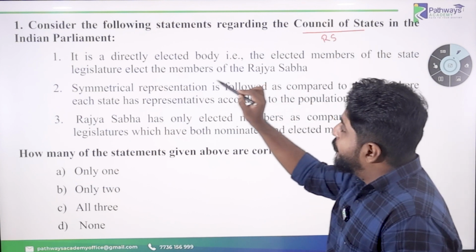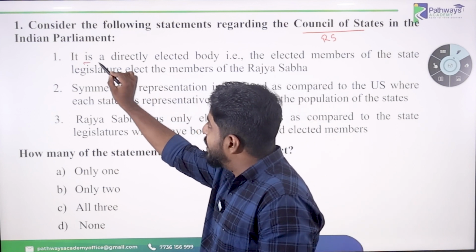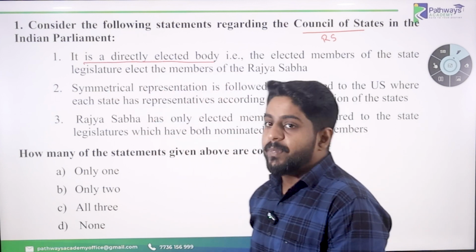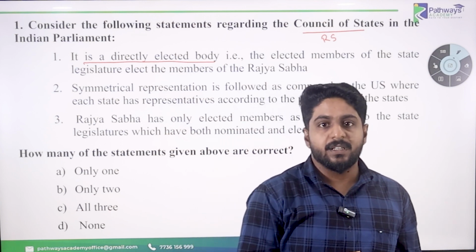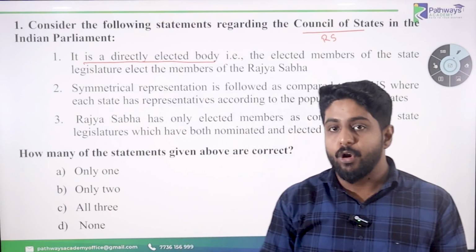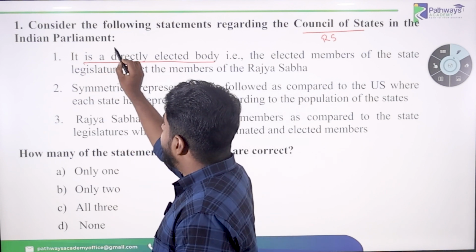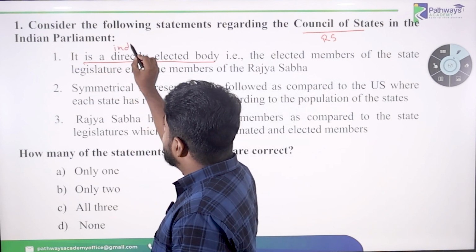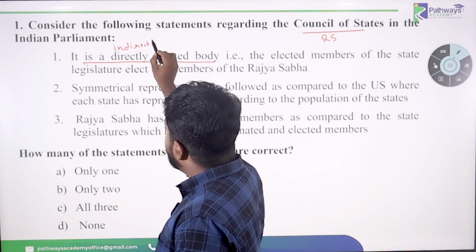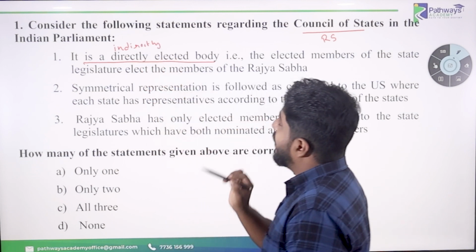Very good. So the first statement says it is a directly elected body. Sir, Council of States, is it a directly elected body? No. In fact, it is not a directly elected body. It is an indirectly elected body. So Rajya Sabha is an indirectly elected body. It is not directly elected.